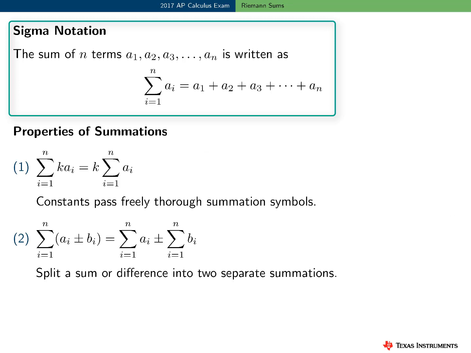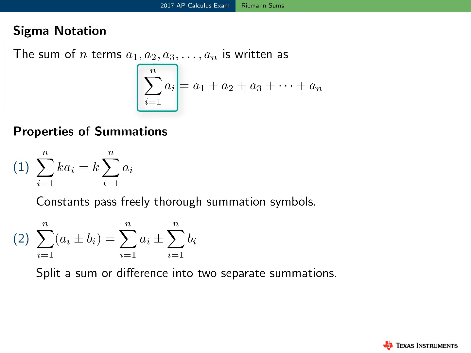The sum of n terms, a sub 1, a sub 2, all the way down to a sub n, can be written in the following manner, and this is read as a sum from i equals 1 to n of a sub i. This is called sigma notation because the symbol here is the Greek capital letter sigma, or S, and S stands for sum.